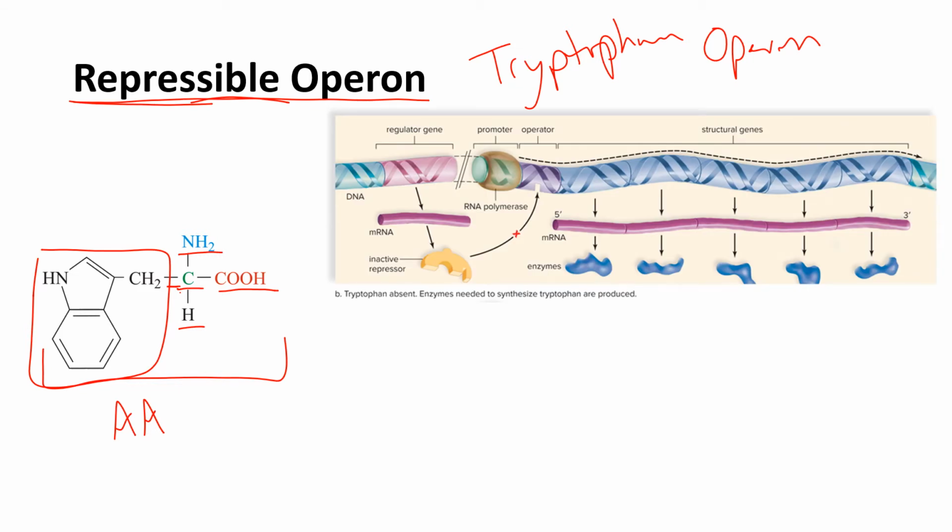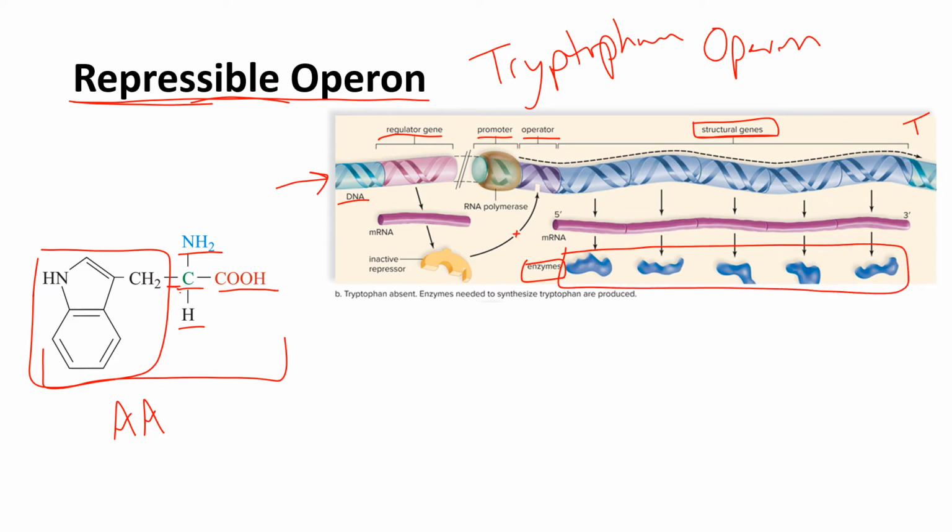This is an example of the tryptophan operon. So again, the operon, it is a sequence of DNA, and it has the same structure as all the other operons. There is a regulatory gene, then downstream is the promoter, the operator, the structural genes, and then of course a terminator at the end. But for the tryptophan operon, these structural genes encode enzymes that produce tryptophan. So these are the enzymes that actually make tryptophan.